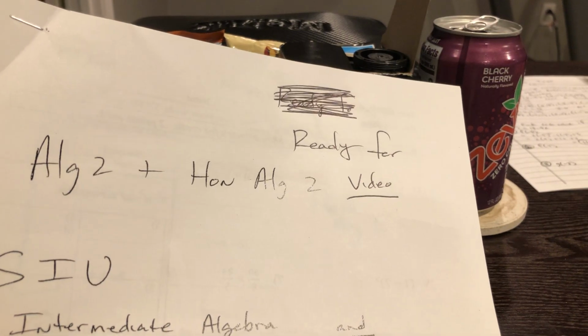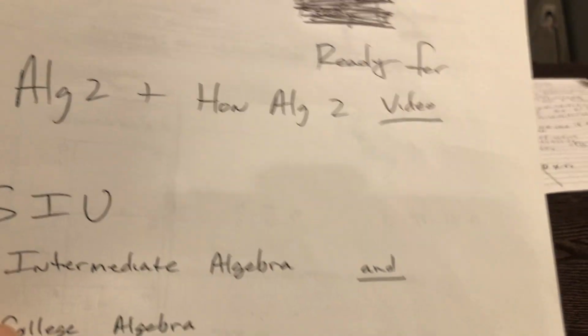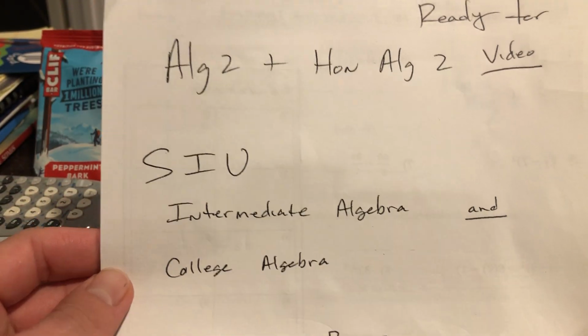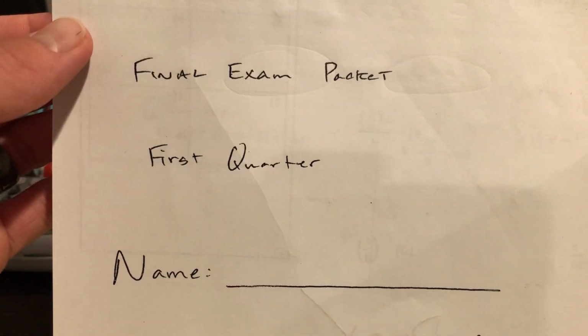All right, all of College Algebra, Algebra 2 and Honors Algebra 2. Here we are for our SIU Intermediate Algebra, that's Math 107, and College Algebra, that's Math 108. Final exam packet, first quarter, 20 points.